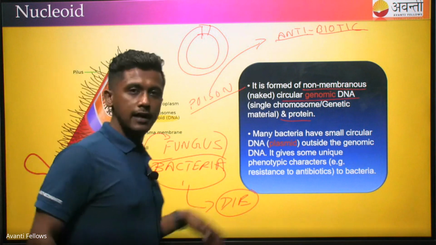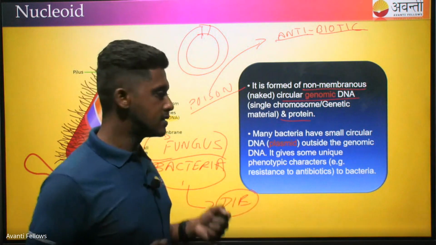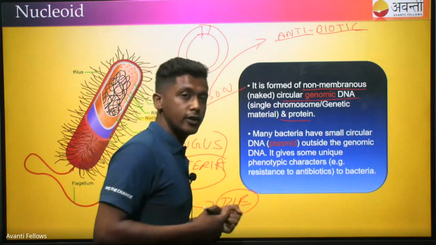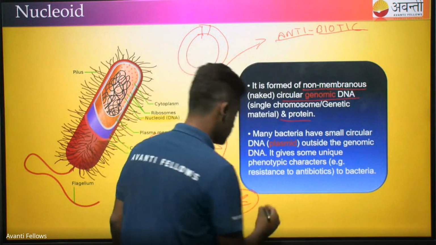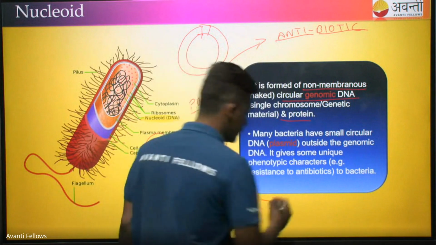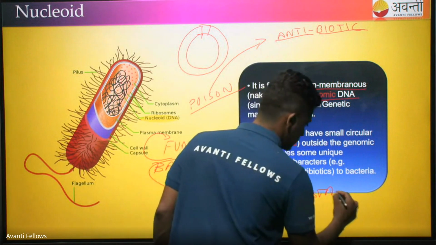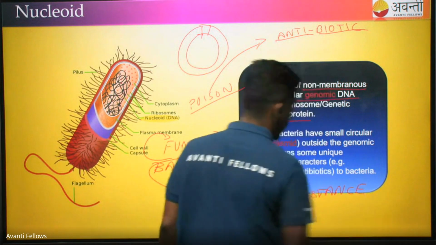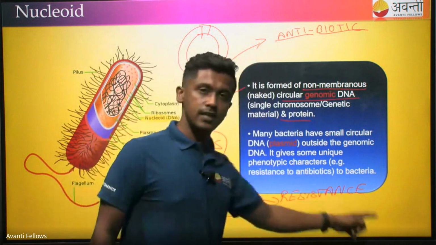We are trying to build a character. We will try to build a resistance. Resistance means something that cannot let you die because of antibiotics. So what bacteria do is, in the next generation, they develop resistance. This ability to withstand this poison or antibiotic is called the resistance character.